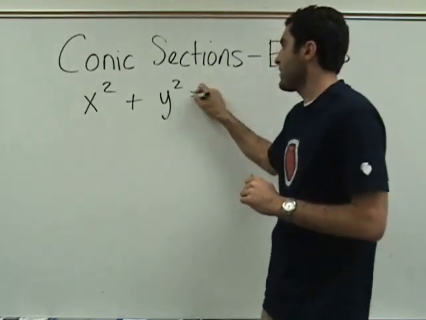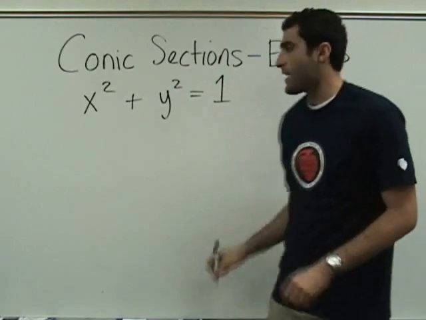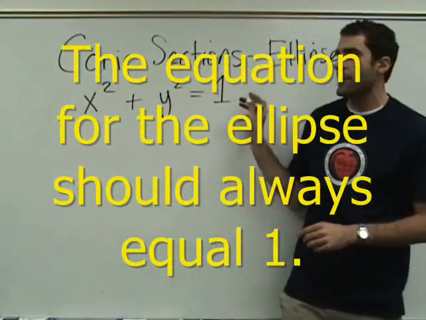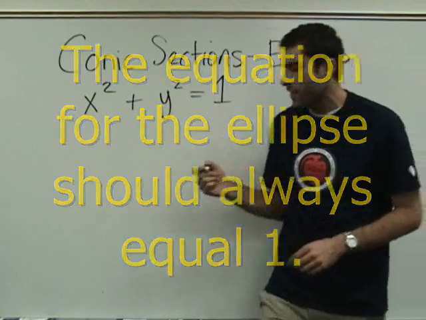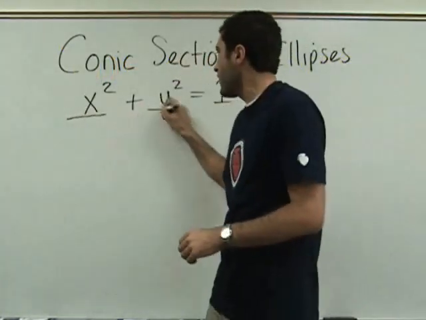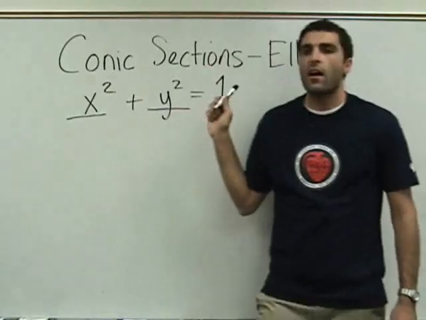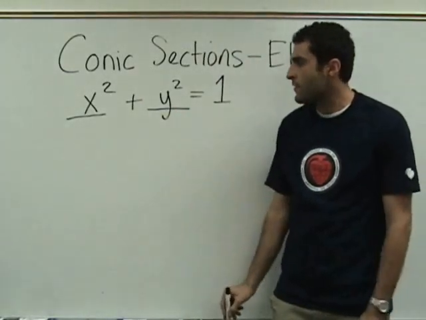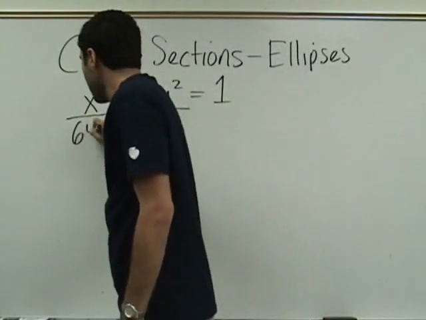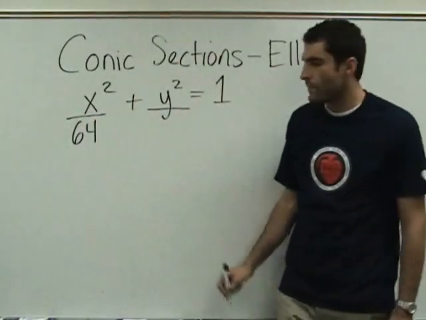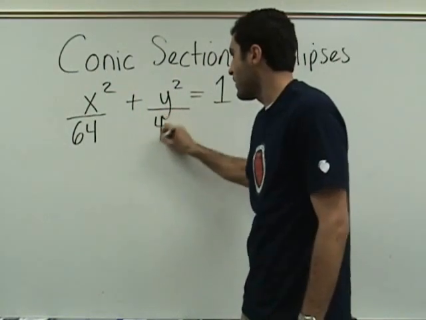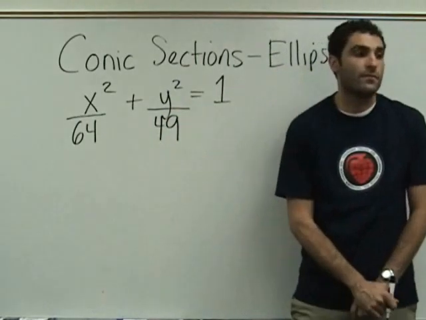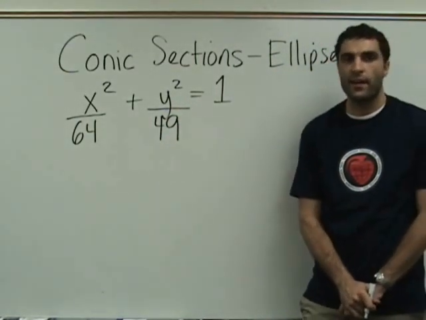And the ellipse, one big difference is that it'll equal 1. Before, the circle had a radius squared here, now this equals 1. And underneath each of these are certain numbers that we're going to use. Let's call this one 64 and let's call this one 49. There is a reason why they're squared.